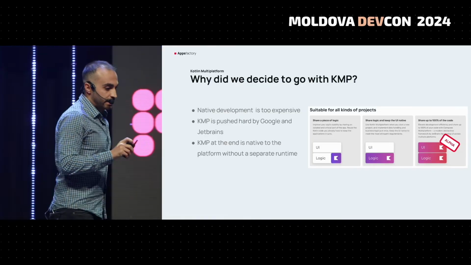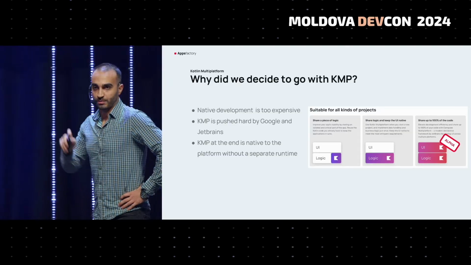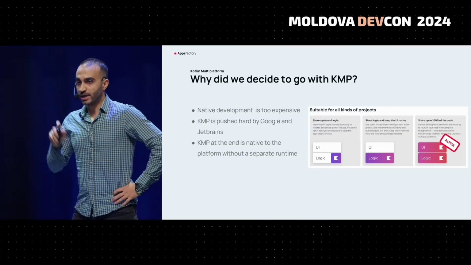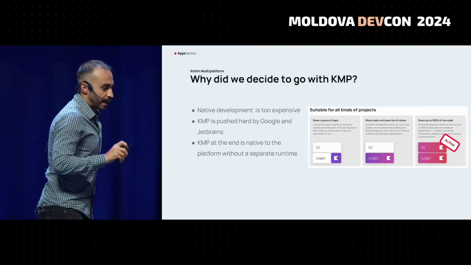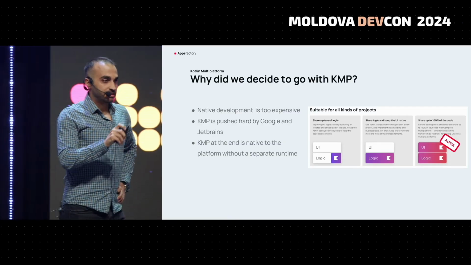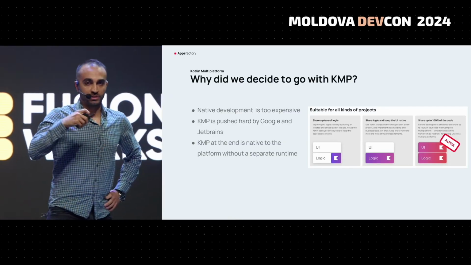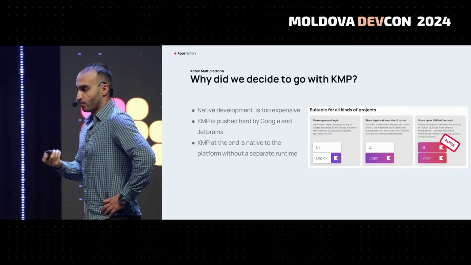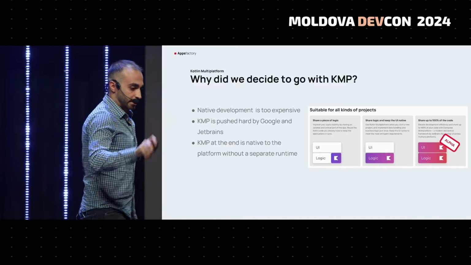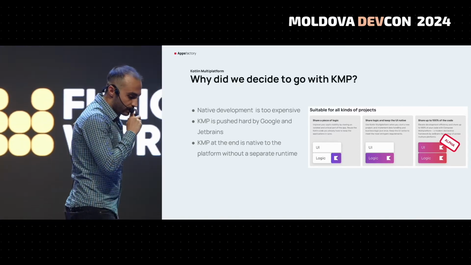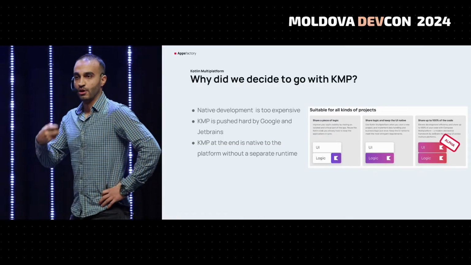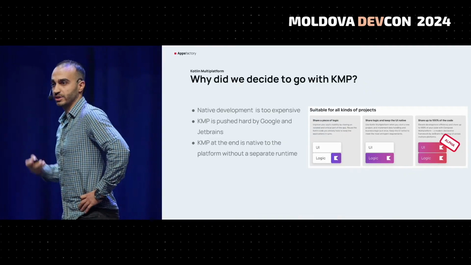So this is a difference between KMP and cross-platform. KMP has the Kotlin compiler, and the Kotlin compiler has an intermediate representation layer. This layer takes your shared code and compiles it to the targeted platform's native code. So for example, for iOS, it makes it compatible with Objective-C so that you can have the iOS app at the end.